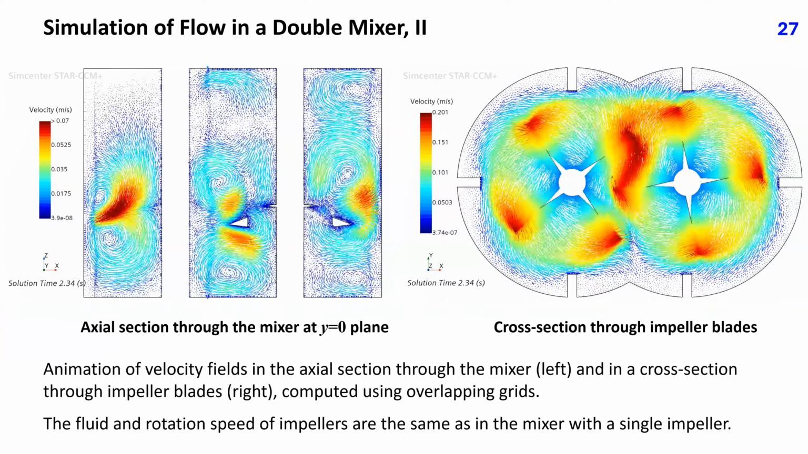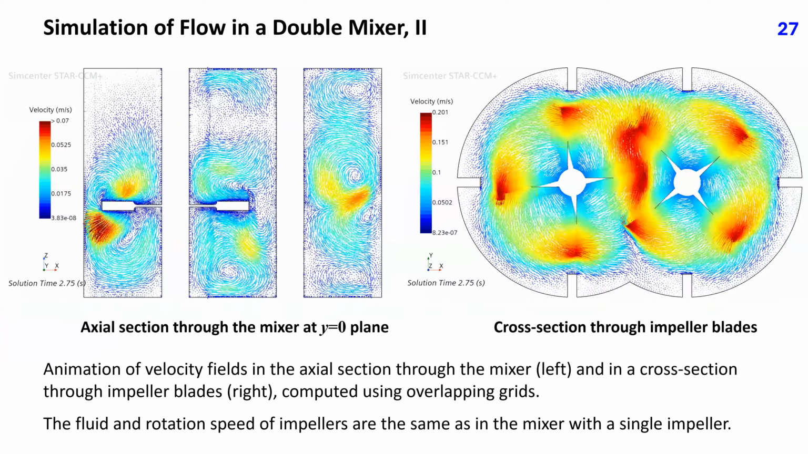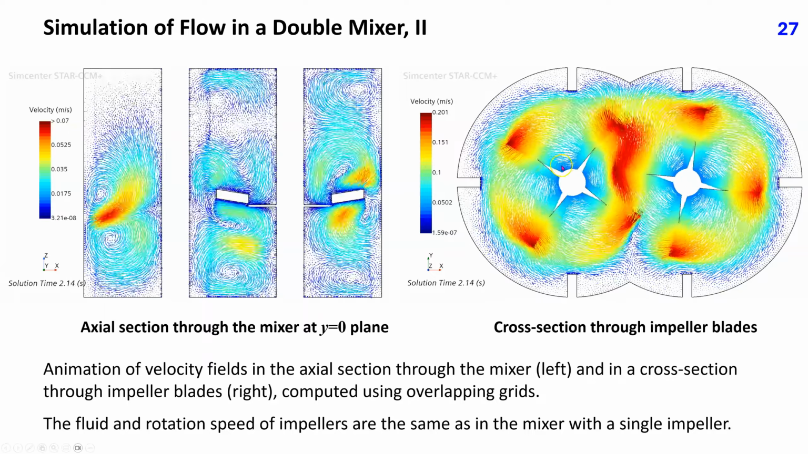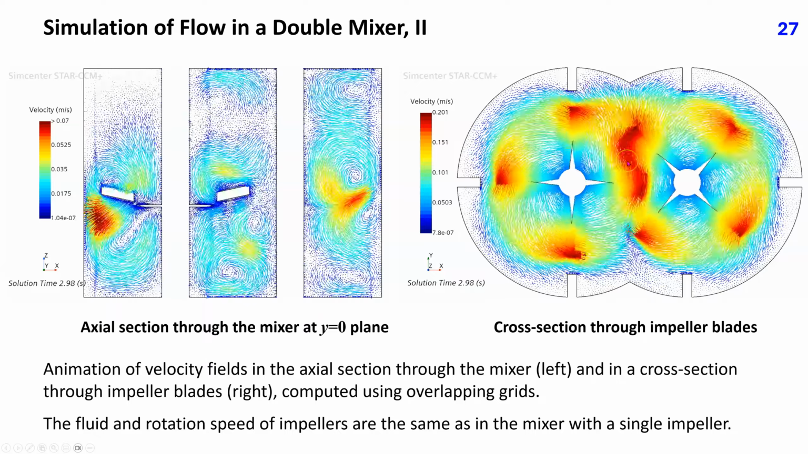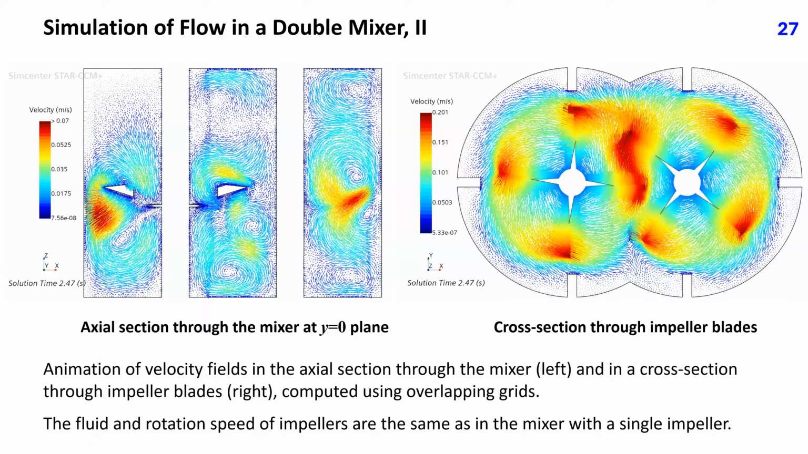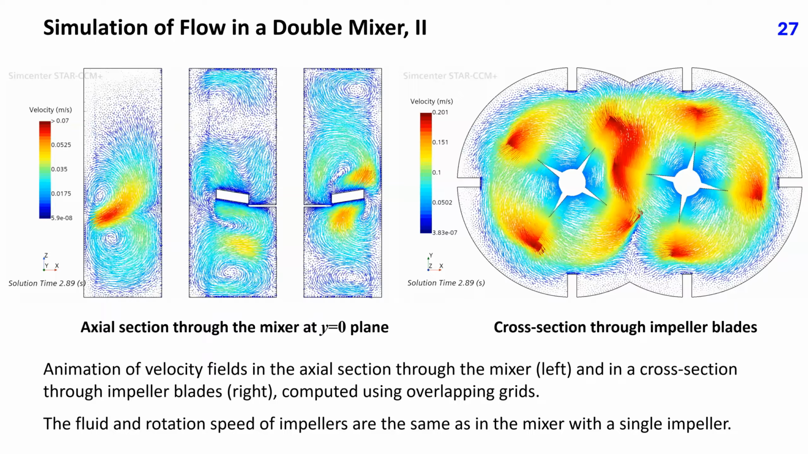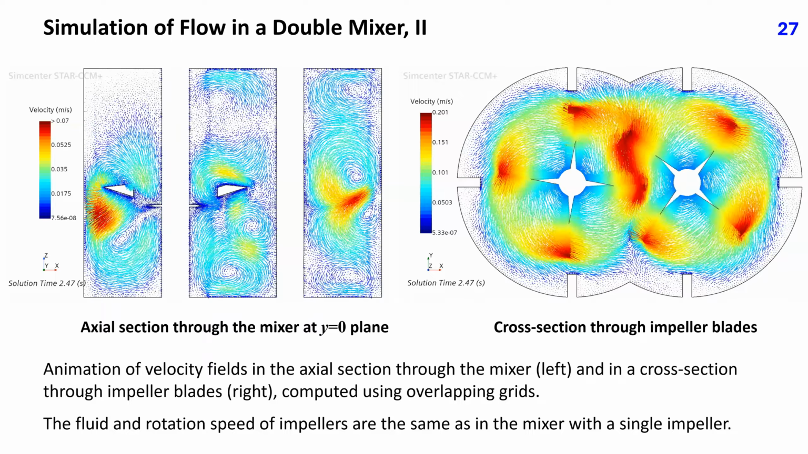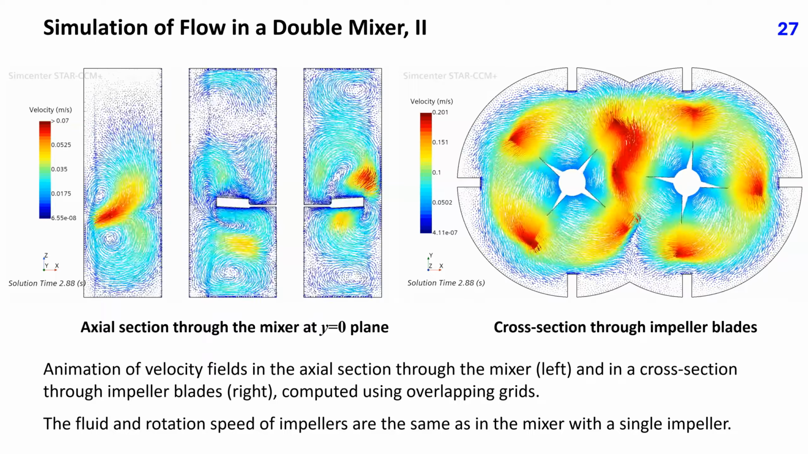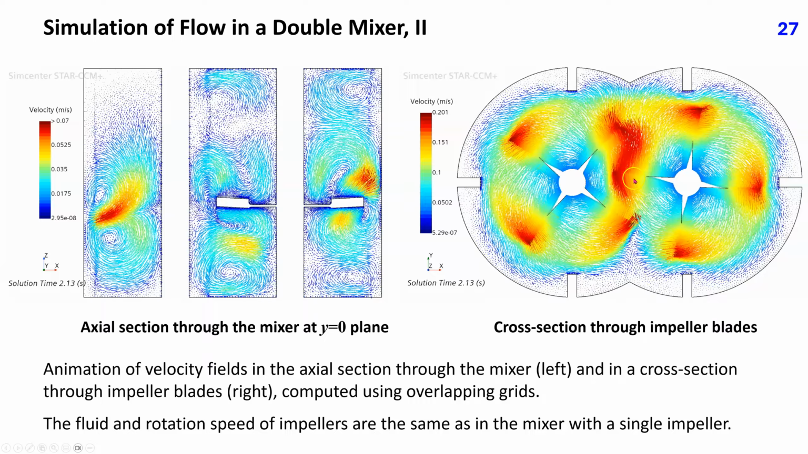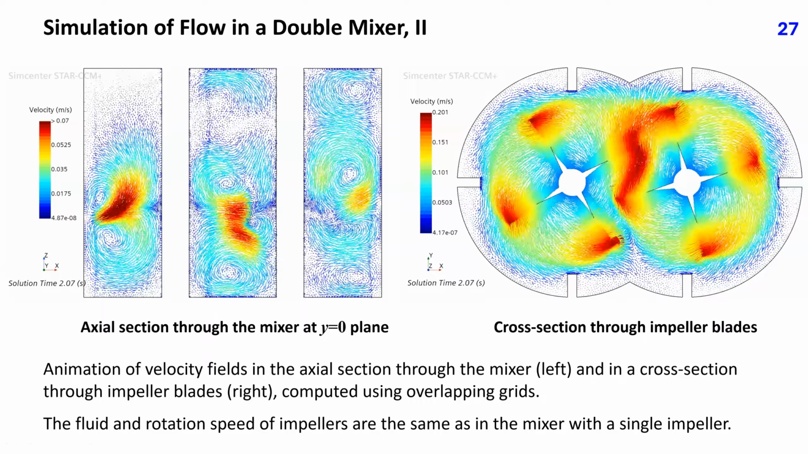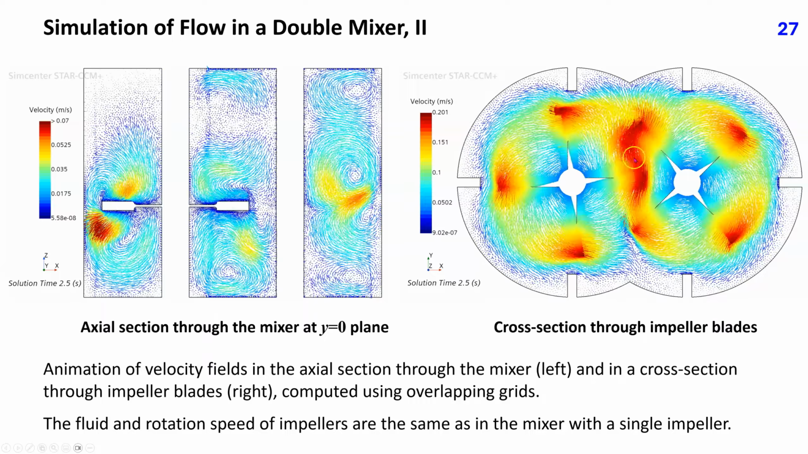This slide shows animations of velocity fields in the axial section through the mixer on the left and in cross section through impeller blades on the right, computed using overlapping grids. The fluid and rotation speed of impellers are the same as in the mixer with a single impeller. In the horizontal section, the fluid follows the motion of impellers, with highest velocities between the two impellers.